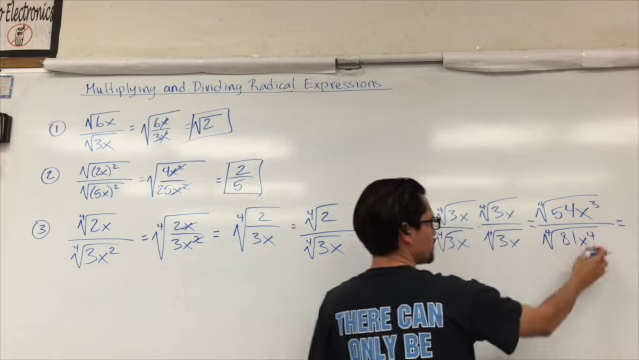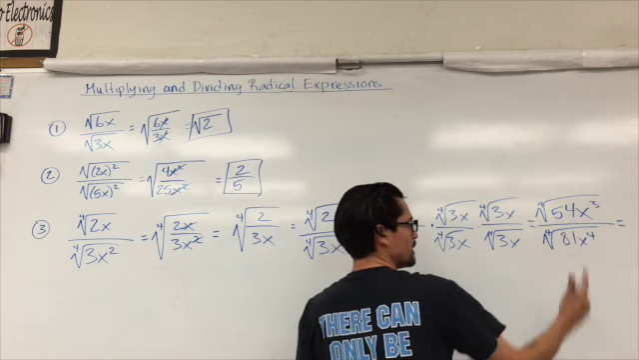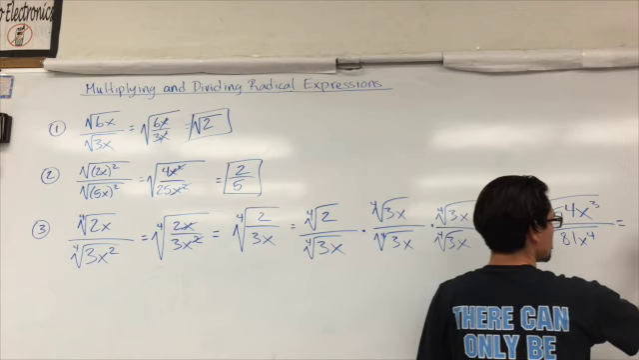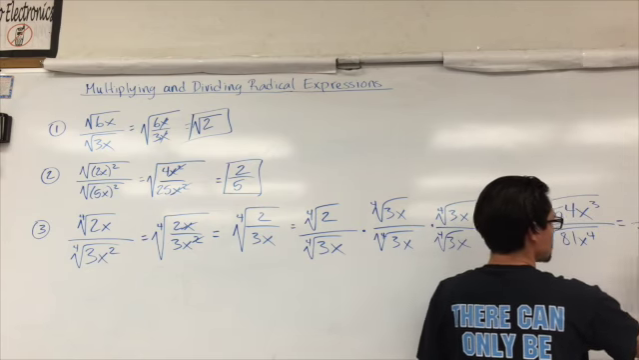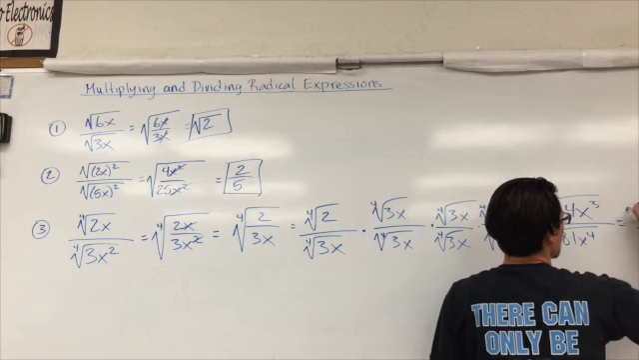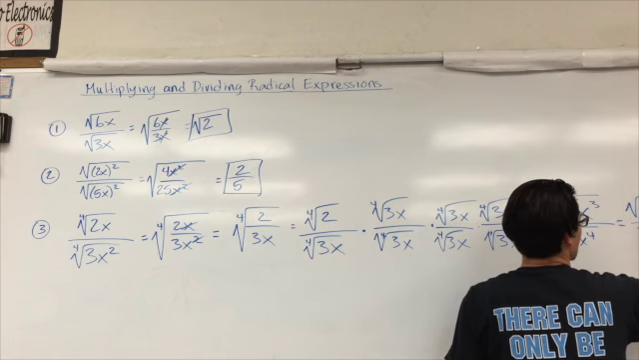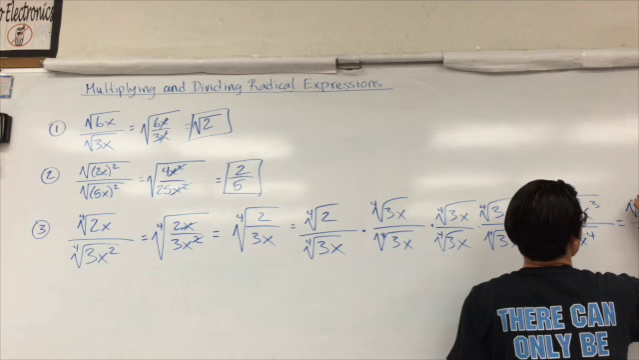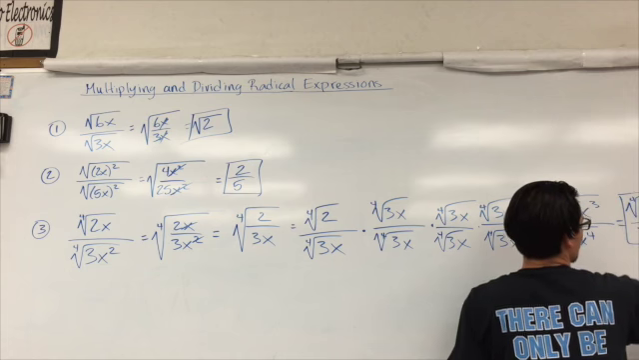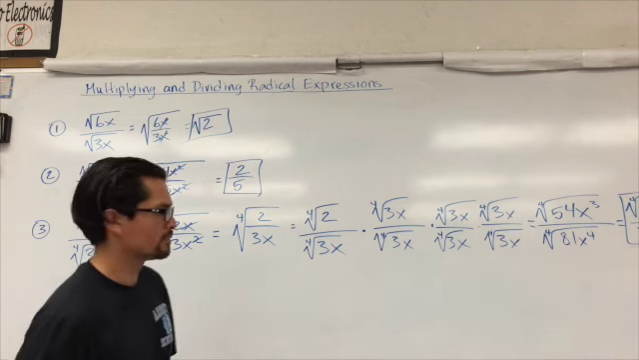And now I can finally simplify this, because the 4th root of 81 is 3. If you think about it, 3 times 3 times 3 times 3 is 81. And the 4th root of x to the 4th is x. There is your final answer with no radicals in the denominator.